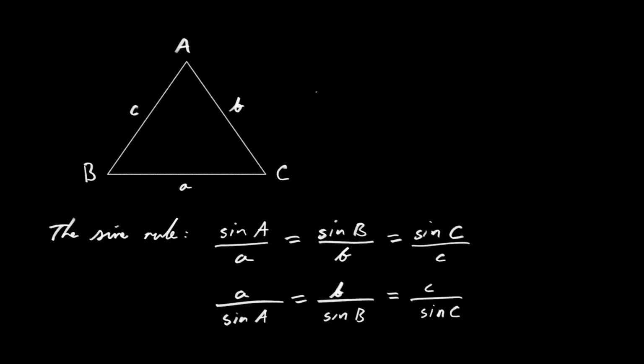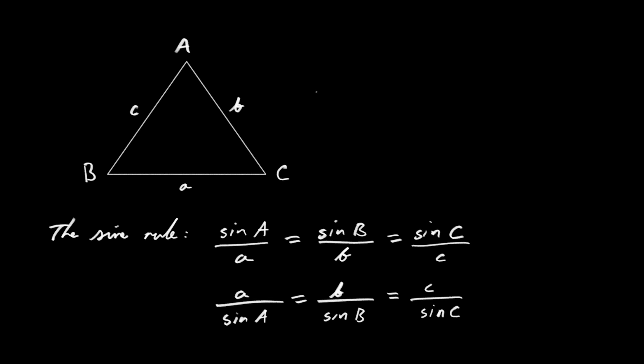Now the sine rule and the other rule, which is the cosine rule, are also known as the law of sines and the law of cosines. They are useful rules or laws or formulas for working with triangles that are not right angle triangles. Okay, so let's go ahead and prove the sine rule.